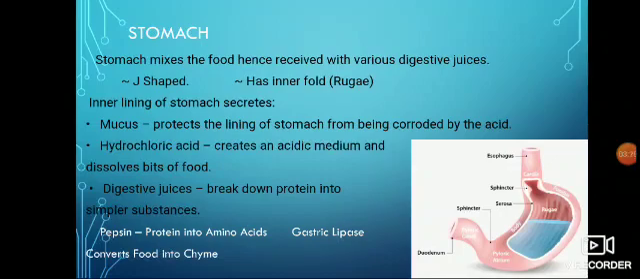Then digestive juices are secreted by the stomach. The main digestive enzyme secreted by our stomach is pepsin. Pepsin breaks proteins into amino acids. Gastric lipase helps in digestion of fats. Then from here the food is converted into a liquidy medium known as chyme.